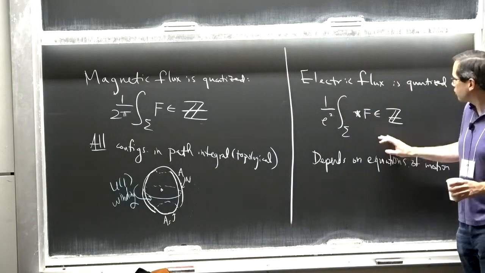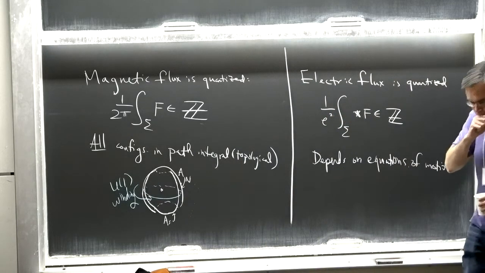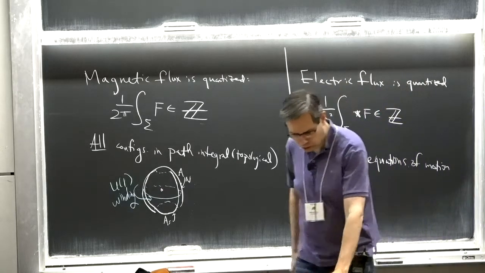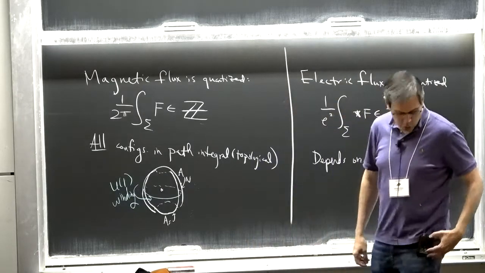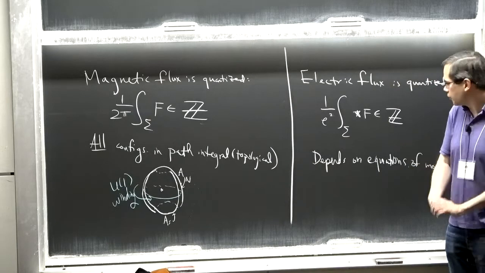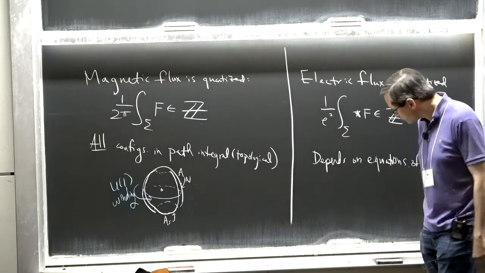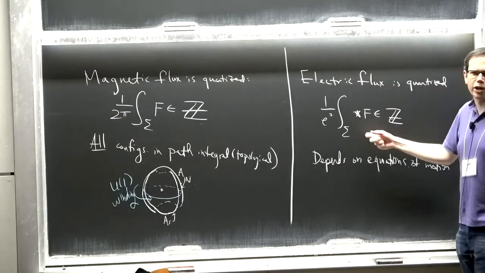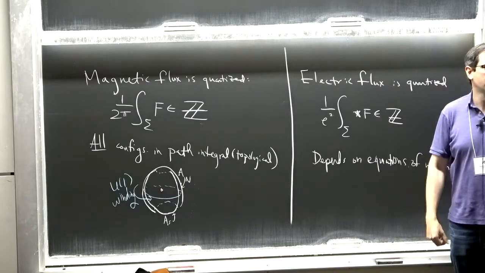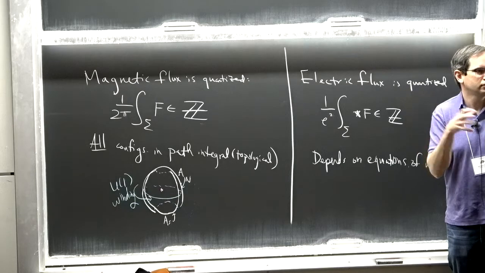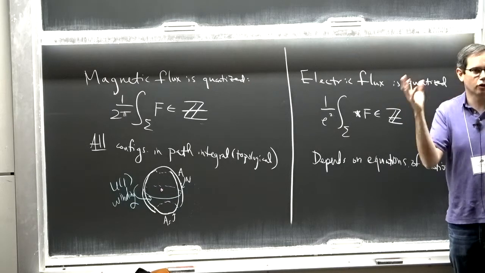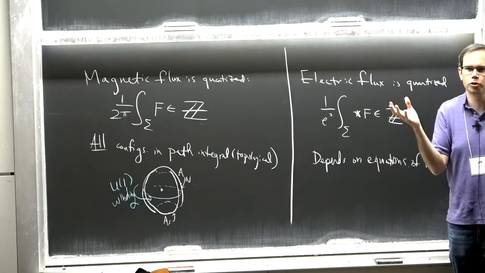And I want to contrast this with the quantization of electric flux. So electric flux is also quantized because we said that electric charge is quantized, right? U(1) charge is quantized. If I have an electron, I can measure the electric field in a sphere around it. But it turns out this is a different kind of thing. This is not topological. The gauge field outside the electron makes sense everywhere. You can just solve your classical equation of motion and find a gauge field.